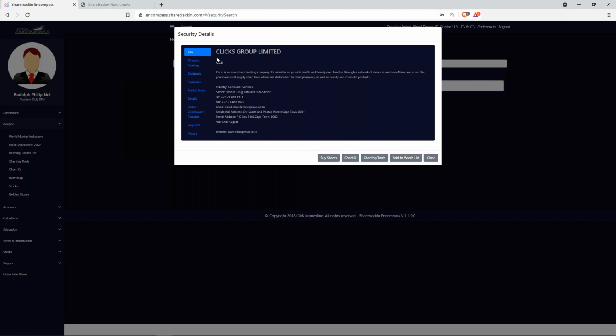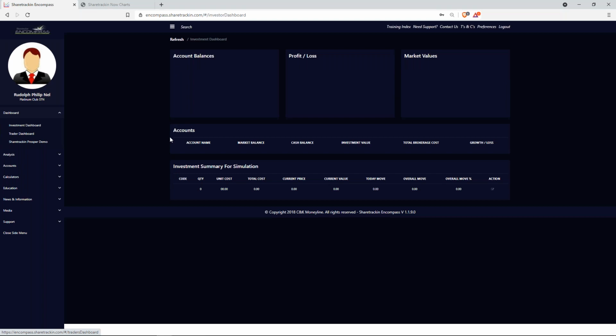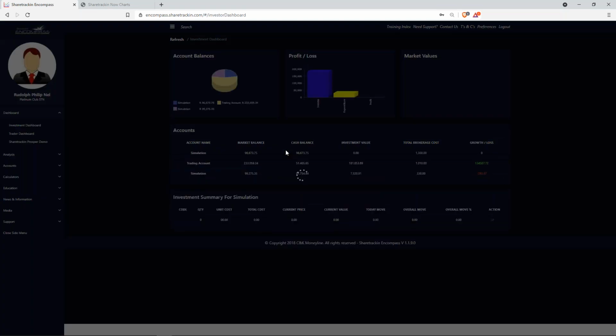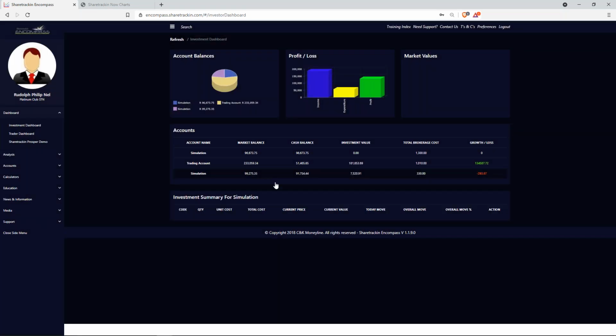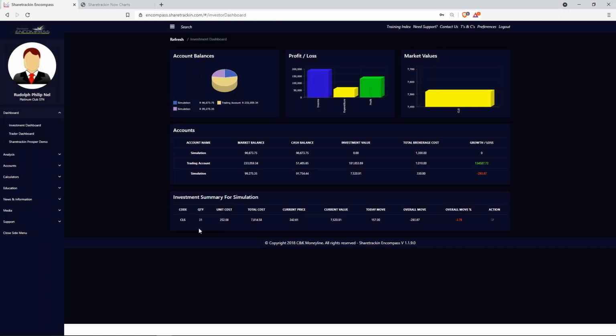and then it's going to give you this page again. It would have given you a little block on the bottom left hand corner telling you that your buy order has been confirmed. You can just close that, go to investment dashboard, and then on your investment dashboard, when you click on your simulation, you will have that one share. All right, now it will give you the code for the share, the quantity, unit cost, total cost, current price, and current value.